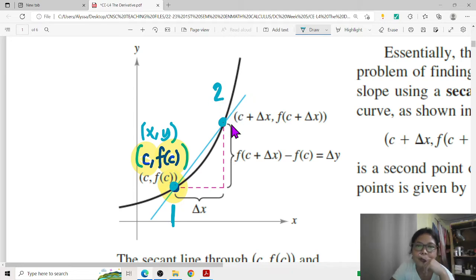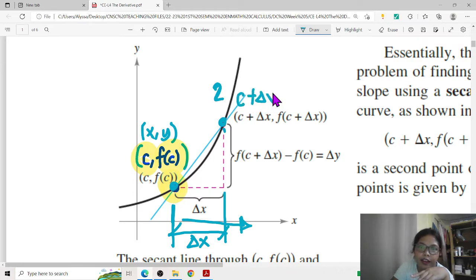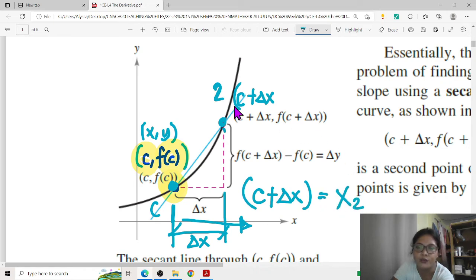Gets ba naman? So there will definitely be a change kasi nag-displace yung second point mo at a distance of delta x, which denotes that there is a change in x direction going to the right. Tama? So we will denote the second point as c plus delta x as your x component kasi starting point mo nga itong c, nagdagdag ka ng delta x. So yun na yung pangalawa mong point, which is your x of 2. Okay, so evident naman siya dito sa figure.